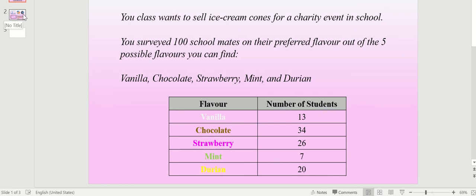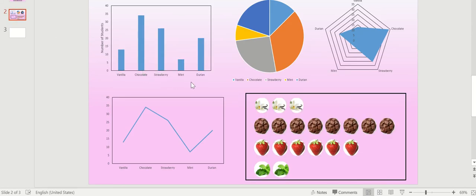There are many ways to go about presenting this. Here are a few ways that I can think of. This is what we call the bar chart. This is the pie chart. I forgot what this is called, but some of you might have seen this before. This is the line graph, and this is the pictogram over here. Of course, there are many other creative ways to present data out there. You can go and Google.